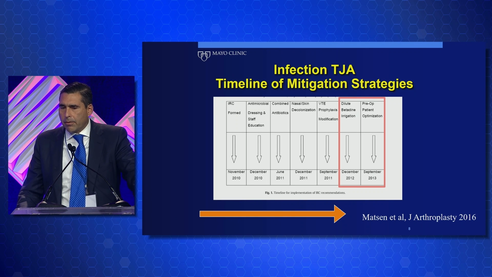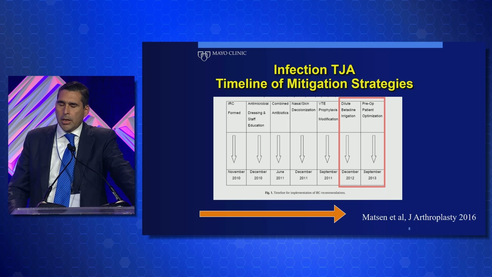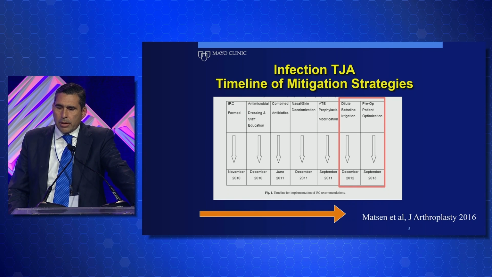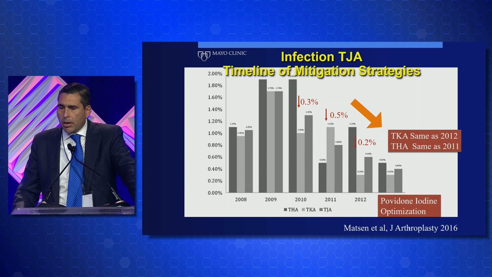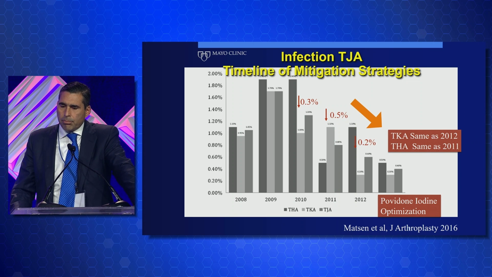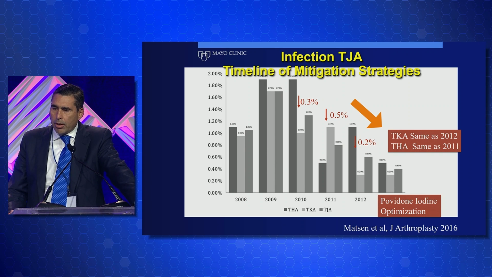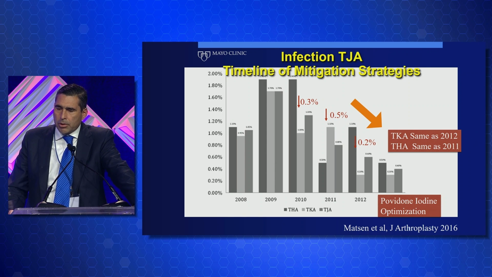So let's look specifically at this paper. This paper looked at the timeline of the initiation of different mitigation strategies into practice. You can see that in 2012, dilute betadine irrigation was used, and 9 months later, there's an institution of preoperative patient optimization. And we can see a steady decline in the number of infections that occurred over several years, but once povidone iodine was instituted in 2012, the total knee arthroplasty infection rate was the same as 2012, and the total hip arthroplasty infection rate was the same as 2011. So this paper questions the value of adding povidone iodine to your mitigation strategies.